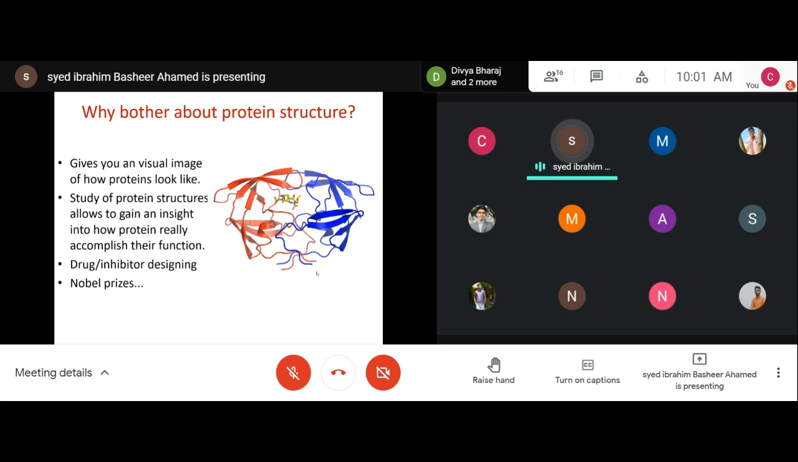Okay, so do you have any idea about this protein? This is a famous protein. You might have seen this structure everywhere. So maybe I can give you a clue: this is a protease. Any idea? Okay, so it's an HIV protease, right?